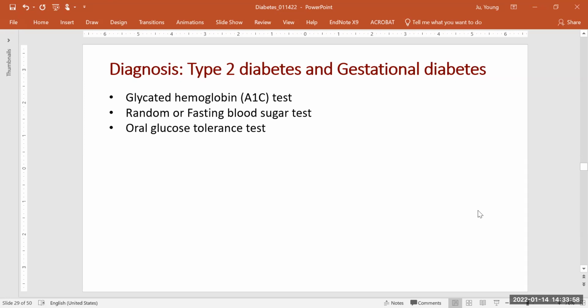For type 2 diabetes diagnosis, there is the Glycated Hemoglobin A1c Test, which we usually call the Hemoglobin A1c Test, the random or fasting blood glucose test, and the oral glucose tolerance test. Let's talk about them one by one.